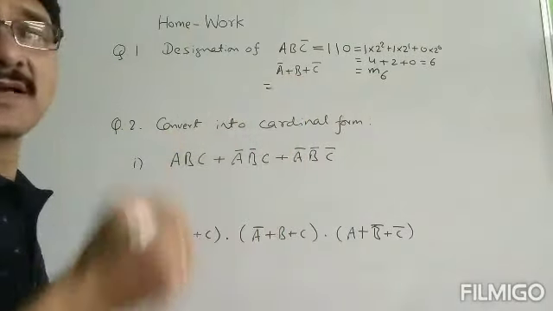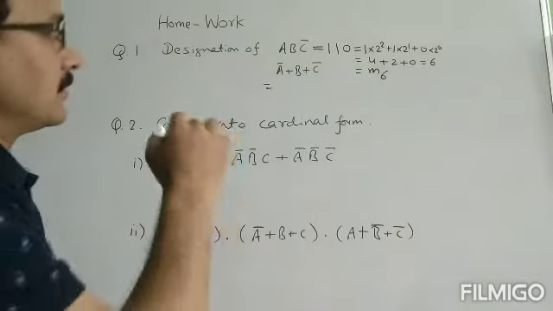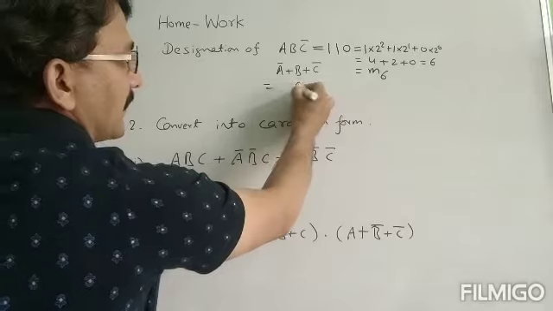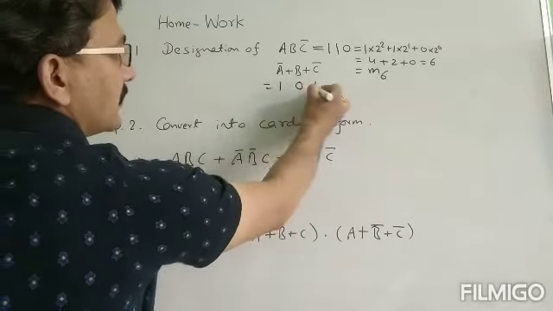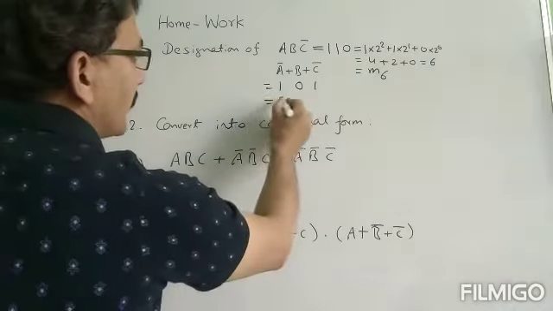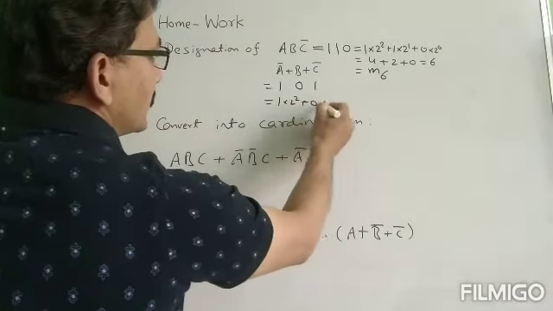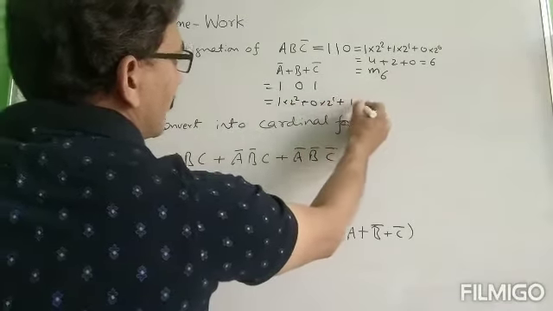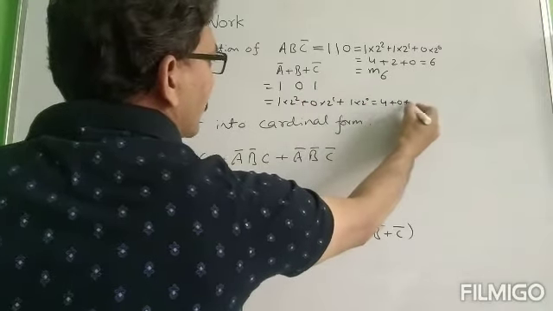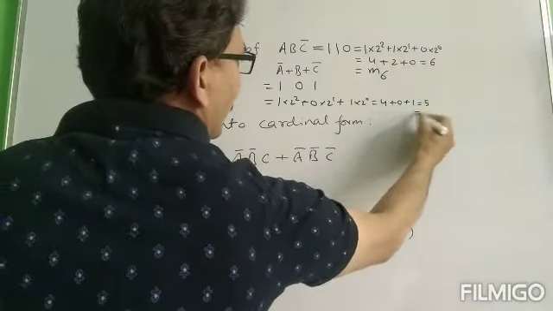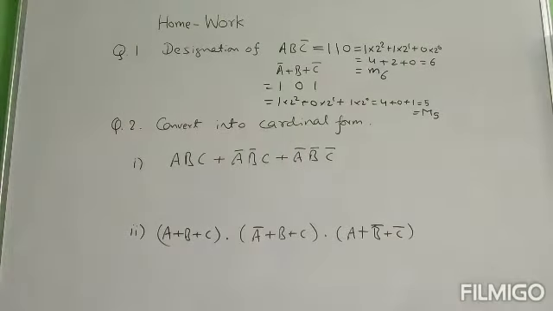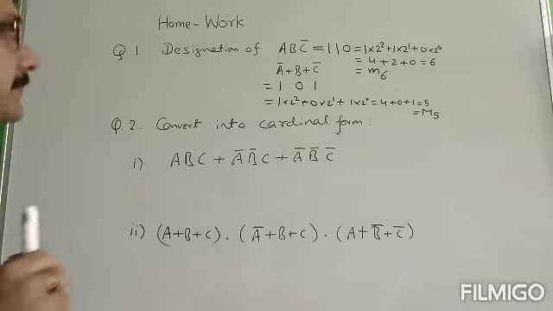Now the second term, A naught or B or C naught. If you find the designation of this, because it's a max term, in a max term the non-complementary term is replaced with 0 and the not term is replaced with 1. That's the rule explained in the previous video. Now it's 1 into 2 to the power 2, 0 into 2 to the power 1, 1 into 2 to the power 0, which is 4 plus 0 plus 1, equal to 5, so it is M5. The answer of this question is M5.